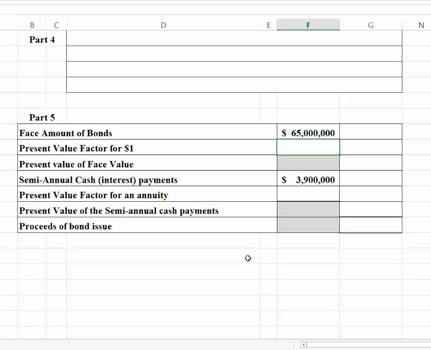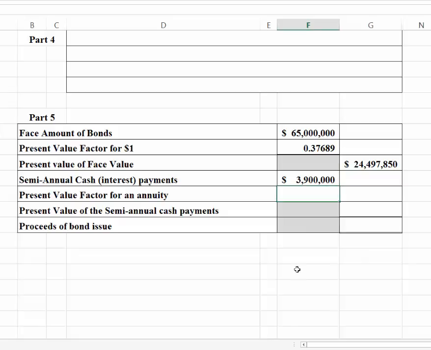And then we would go to Appendix A in our textbook, and we would find the present value of one factor for the face amount. Remember that it is 1/2 of the market or effective rate that we would be using to determine this. Since the interest rate for the market is 10%, we would divide that by 2, giving us 5%. We would go to the 5% column, go down 20 periods, and the present value factor would be 0.37689. To find the present value of the face, we would multiply the face amount, $65 million, times the present value factor. And remember to round to the nearest dollar. So the present value would be $24,497,850 for the face amount.